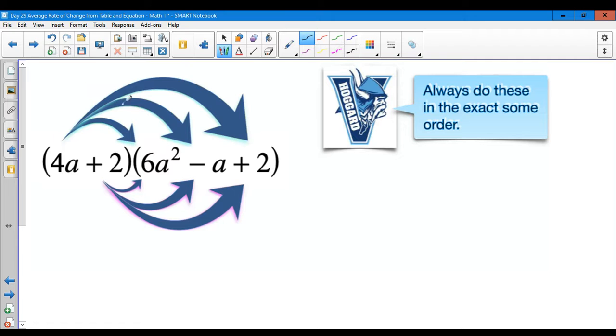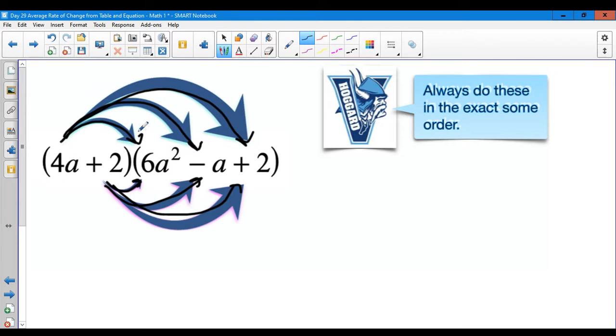So these three arrows, this is distributive property. This binomial multiplied times this trinomial means everything inside the parentheses here must be multiplied by everything inside the parentheses here. The 4a must be multiplied by the 6a squared, by the negative a, and by the positive 2. The same thing is true about the 2. The 2 will have to be multiplied by everything to have this completed, simplified. And then we'll wind up with some like terms that we'll do.